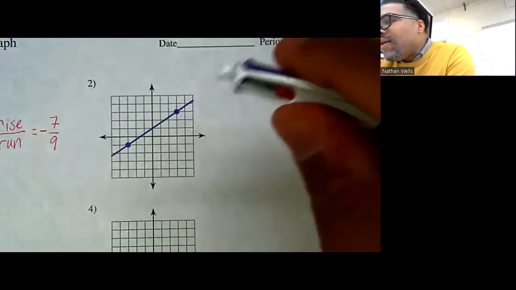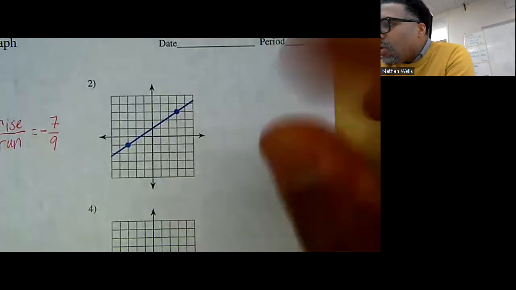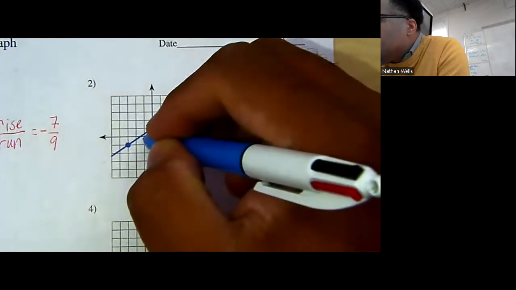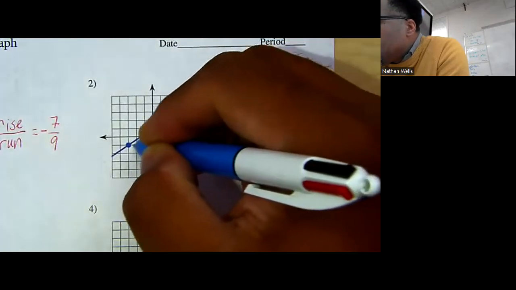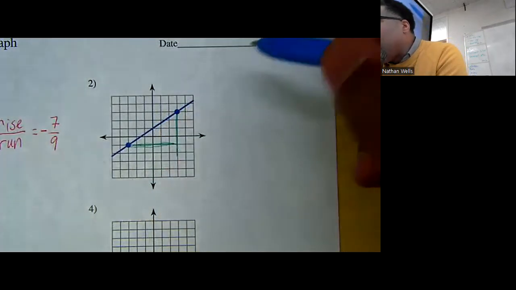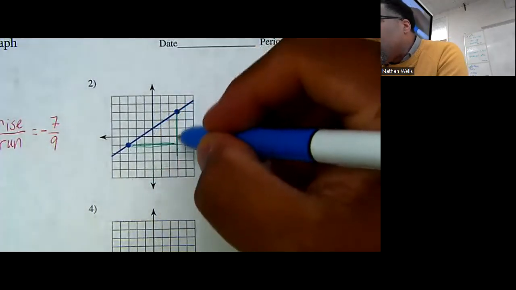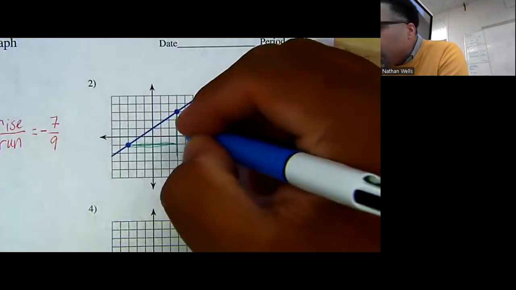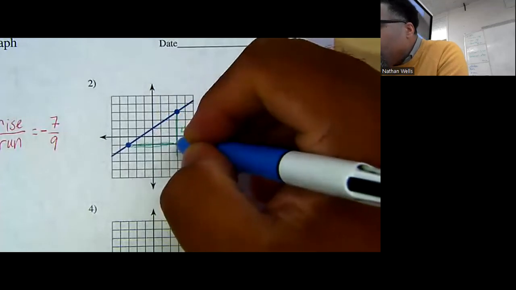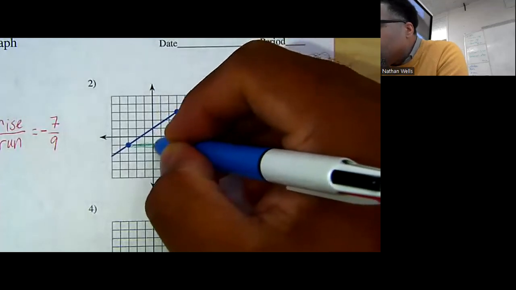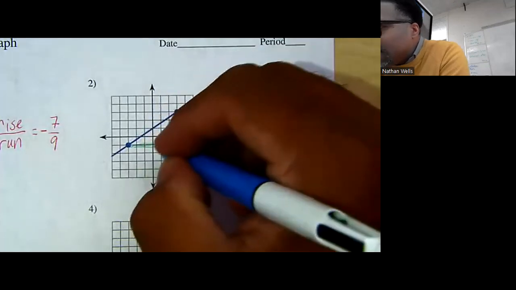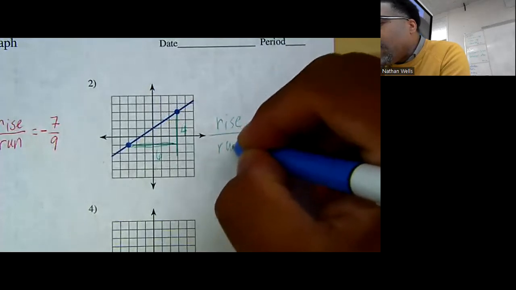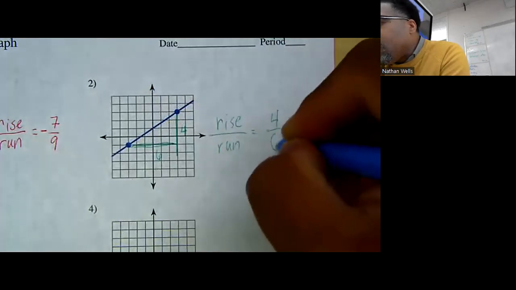Again, we have 2 points that are already on the graph for us. You make a triangle and then you count your rise first. 1, 2, 3, 4. Over my run. 1, 2, 3, 4, 5, 6. So my rise over my run is 4/6.